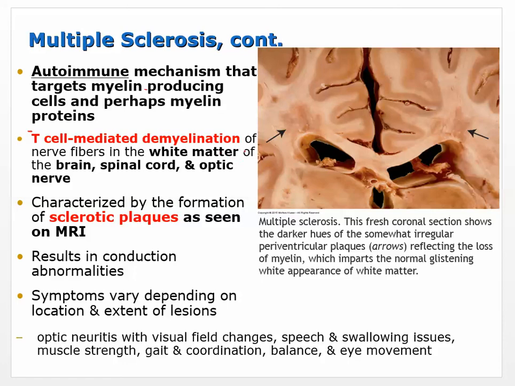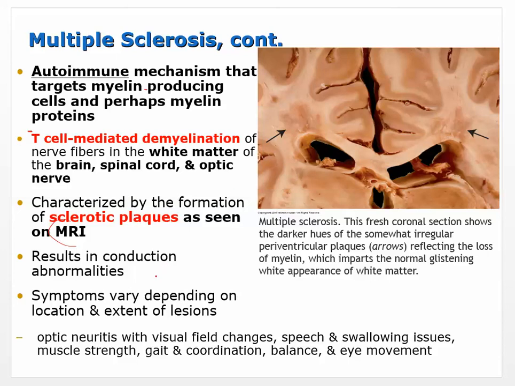So T-cell mediated demyelination of nerve fibers in the white matter of the brain and spinal cord, and this is showing the sclerotic plaques that we've seen. It's non-functional and it's harder, it's more stiff. So it's characterized by the formation of sclerotic plaques as seen on the MRI, and you can look at that and monitor the progress of it by looking at these sclerotic plaques.